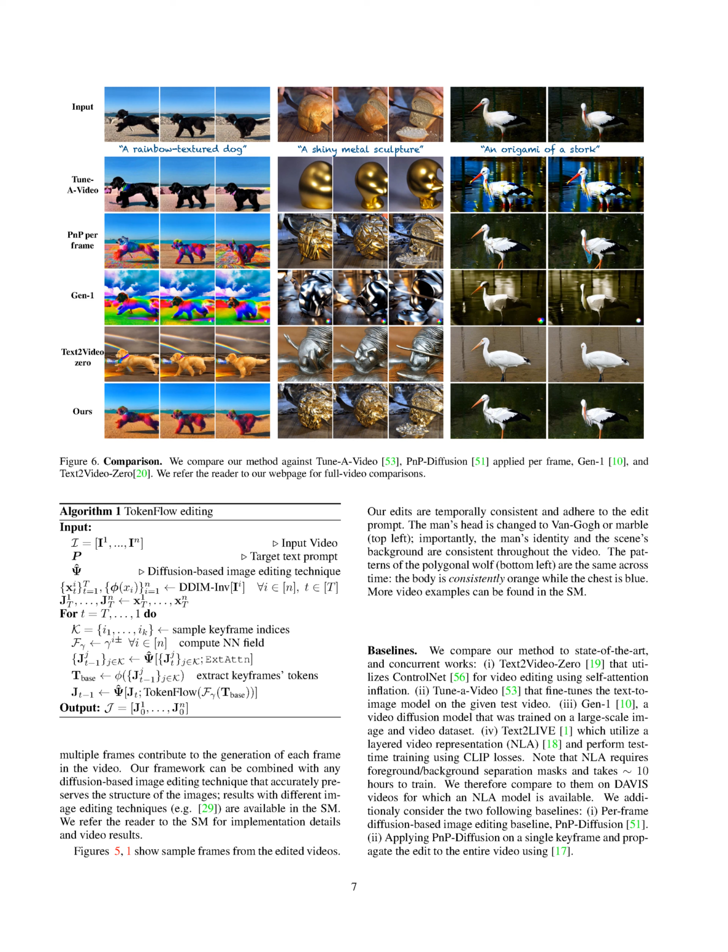Four, Text2LIVE, which uses a layered video representation, NLA, and performs test-time training using CLIP losses. However, NLA requires foreground-background separation masks and takes approximately 10 hours to train. Therefore, we only compared with them on DAVIS videos where an NLA model was available.